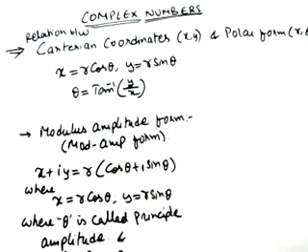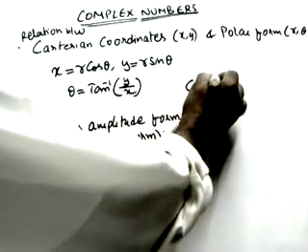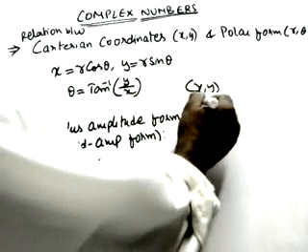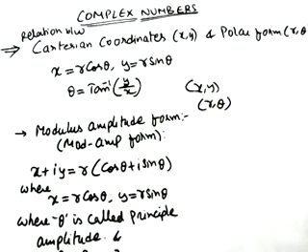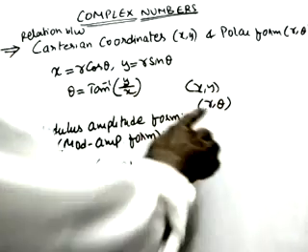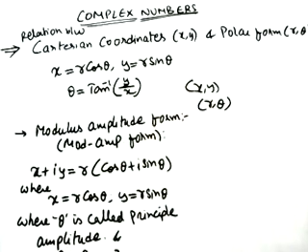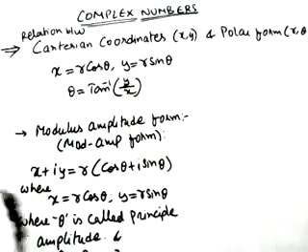Now let me see the relation between Cartesian form and polar form. What is Cartesian form? When we write a point in terms of x comma y, we say we have written the point in Cartesian form. Whereas if the point is written in the form of r comma theta, then we say it is in polar form. This is called polar form and this is called Cartesian form. Now let me see the relation. Let me draw a figure.